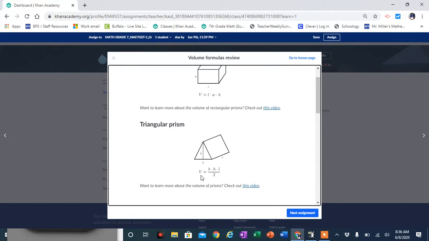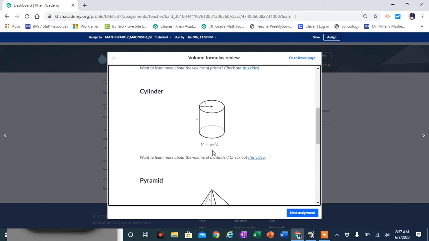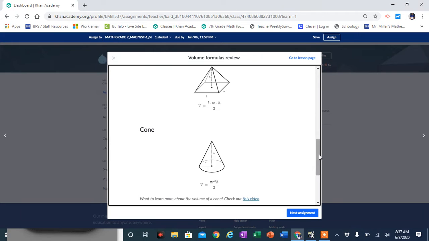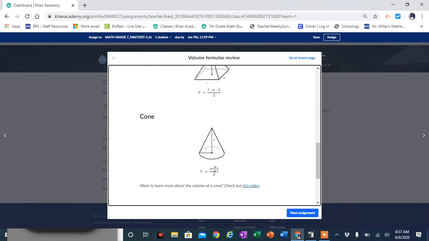The volume of a triangular prism is base times height times the length divided by 2. The volume for a cylinder is pi times the radius squared times the height. And again, here's the radius, and there's the height. Then finally, a pyramid, which is length times width times height divided by 3, and a cone, which is pi times the radius squared times the height divided by 3. And again, there's a video.